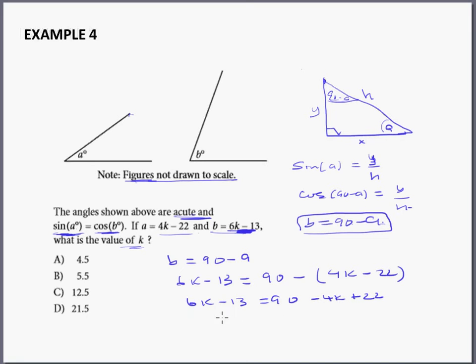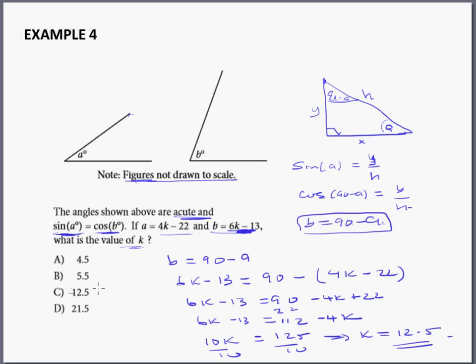And therefore, we have 6K minus 13 is equal to 90, and let's go ahead and add our 22 here. So this gives you 112 minus 4K. And obviously, we're going to have 10K equal to 125. So divide this by 10, divide this by 10, which implies K is equal to 12.5.